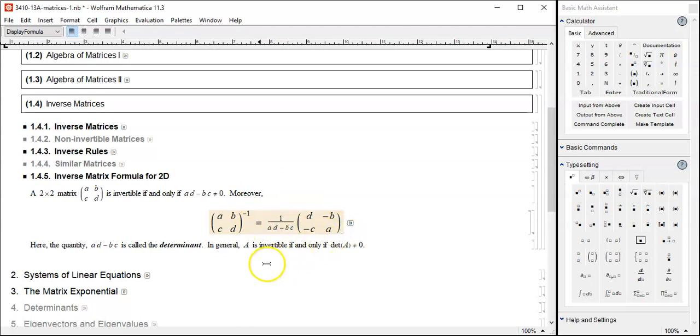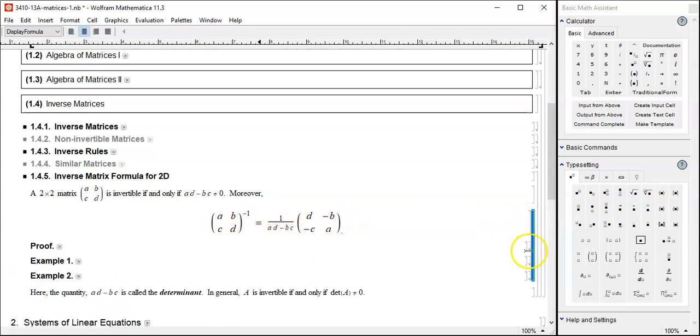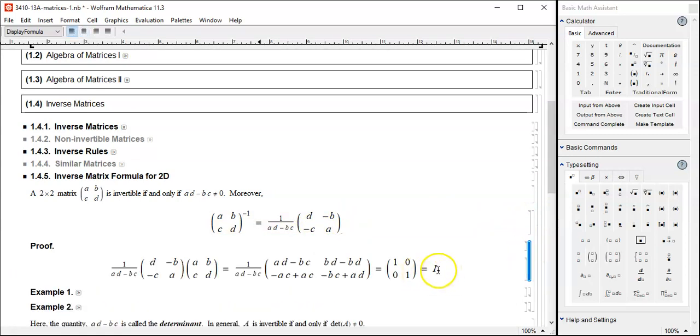And this quantity, by the way, is called the determinant. The determinant for a 2x2 matrix is AD minus BC. And the inverse formula goes like this: 1 over AD minus BC, and then switch the principal diagonal, and put negatives on the others. If you want to prove it, actually the proof is really easy. Just apply the matrix multiplication and you're done.